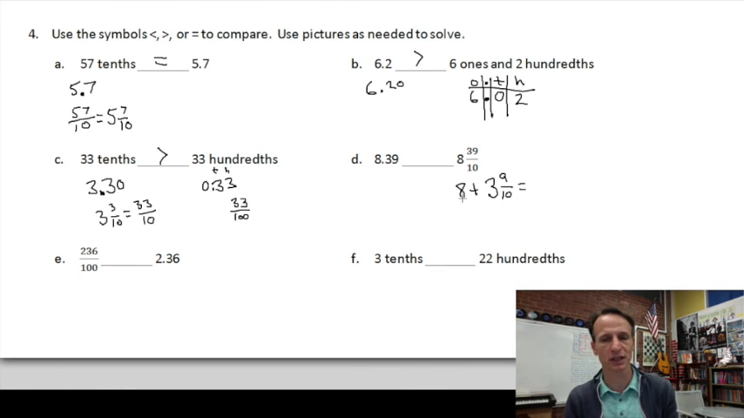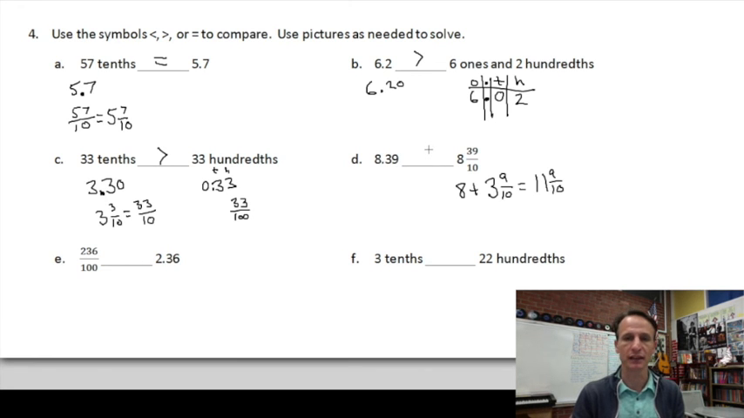Put those together, what do you get? 8 and 3 are 11, and then we have this 9 tenths hanging out. Yeah, you see? And now it's clear, right? 8 is less than 11. We don't need to look at the fractional part, the decimal part here. We can say that 8 is less than 11. Okay, that one's pretty wacky, huh?